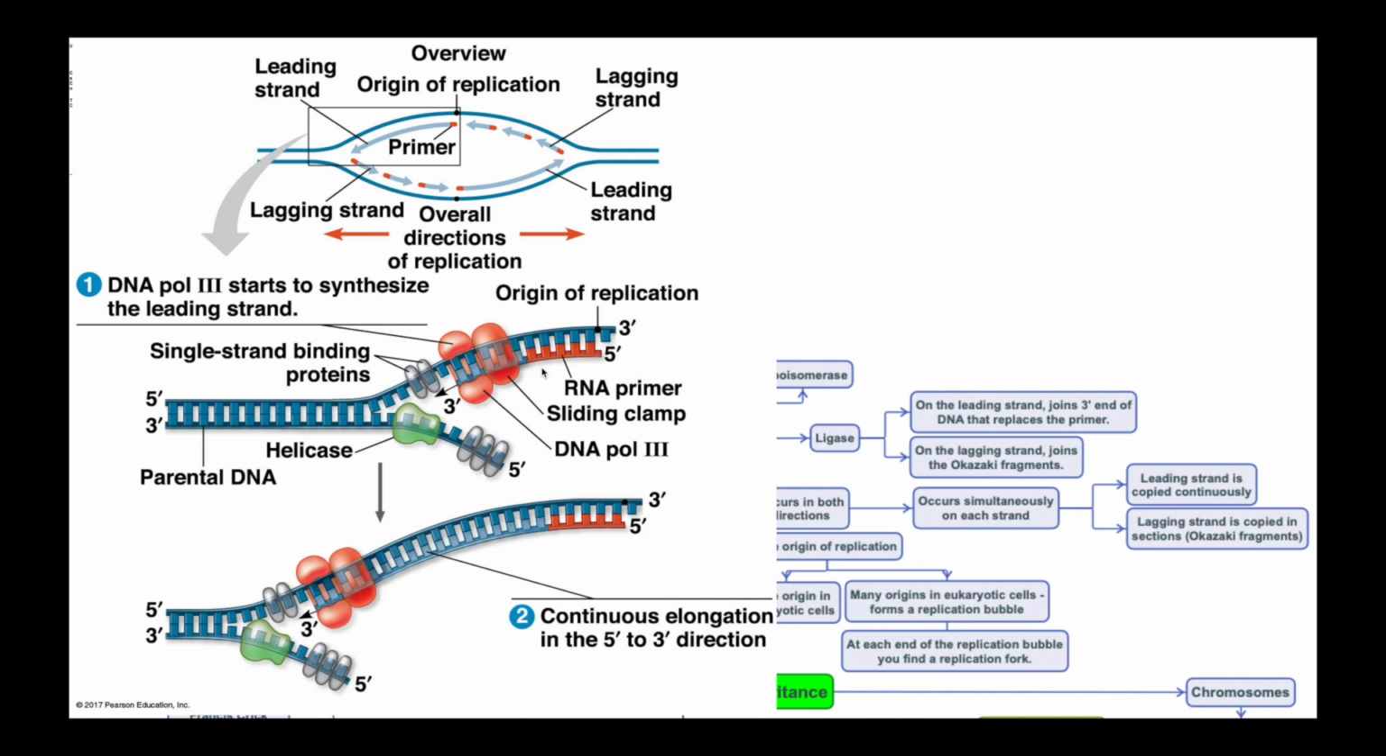Basically what's happening here, you've got a leading strand. The leading strand is going to be copied in a 5' to 3' direction. And this is going to happen continuously as this replication fork moves along the chromosome.